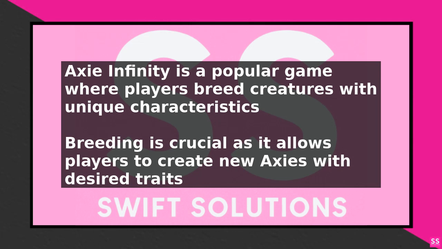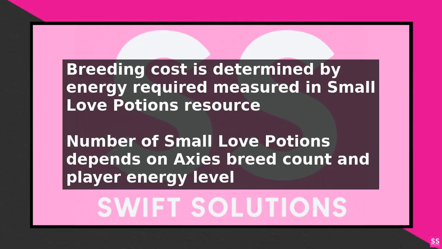Understanding breeding mechanics. In Axie Infinity, breeding is based on a complex algorithm that takes into account various factors such as the Axies' genes, body parts, and attributes. The cost of breeding is determined by the energy required to breed, which is measured in a resource called small love potions. The number of small love potions required depends on the Axie's breed count and the player's energy.